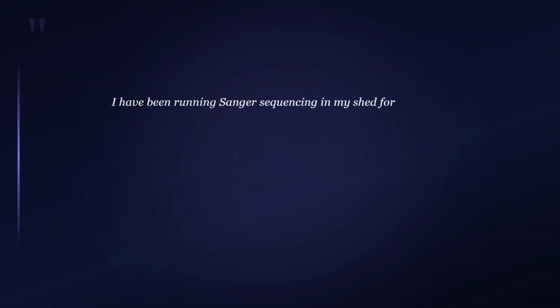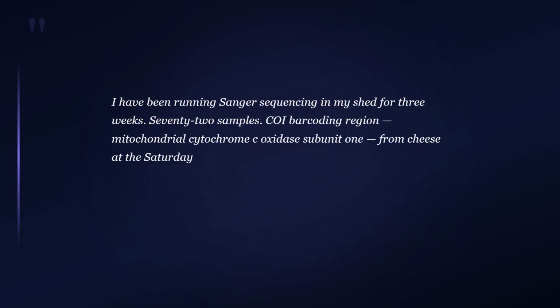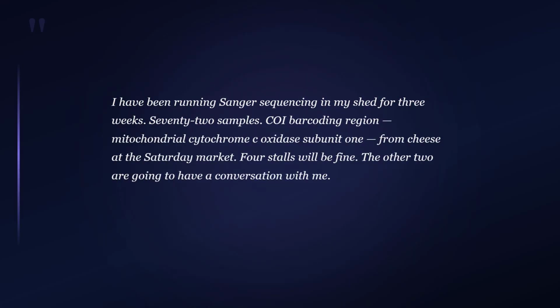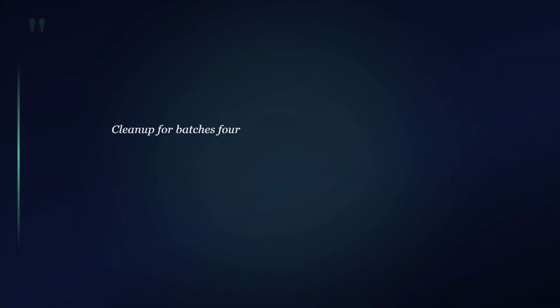Right, quiet. I need to say something. I have been running Sanger sequencing in my shed for 3 weeks. 72 samples, COI barcoding region, mitochondrial cytochrome c oxidase subunit 1, from cheese samples purchased at the Saturday market. 6 stalls claim their product comes from specific heritage cattle breeds. I am sequencing the species origin of the milk. 4 of those stalls will be fine. The other 2 are going to have a conversation with me.